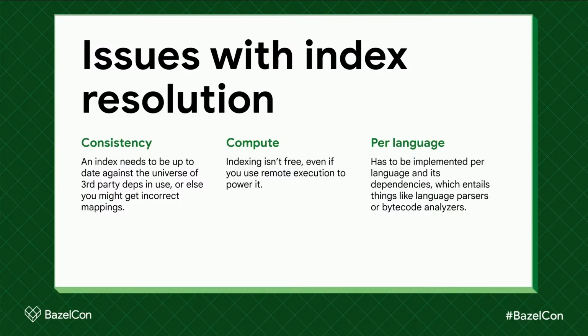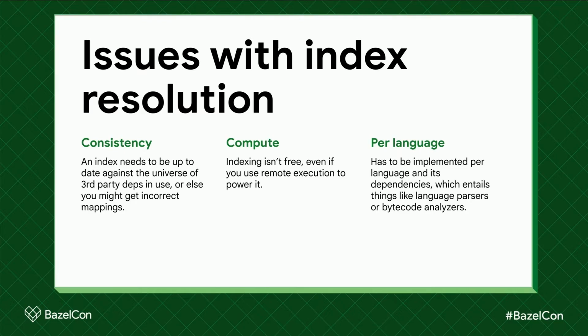Now, I've already kind of glossed over this, but there are issues with index resolution. When I say indexes are generated out of band, that also means there's a potential consistency problem. You may be working with an index that is slightly out of date with your repo at that point in time. I'm mostly going to hand wave this because we actually haven't completely solved this. But to be able to summon an index that is completely consistent with the repo, it's not free. Indexing itself is not free.